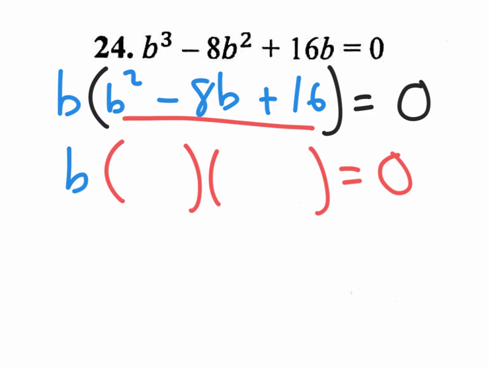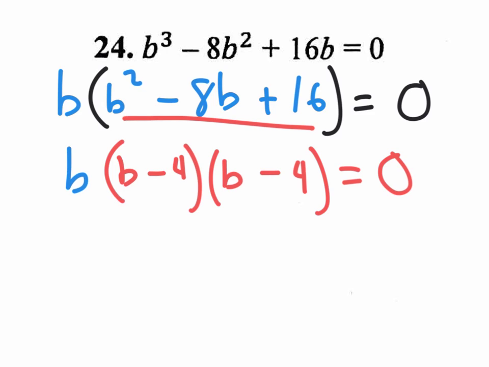able to factor it further to b, and what times what is 16 that if you add together is negative 8? What times what is positive 16 that if you combine gives you negative 8? Negative 4, negative 4. So it's completely factored. We took this cubic trinomial and we completely factored it. We rewrote it to become b times b minus 4 times b minus 4 equals 0. So we need to solve this thing because it is an equation after all.